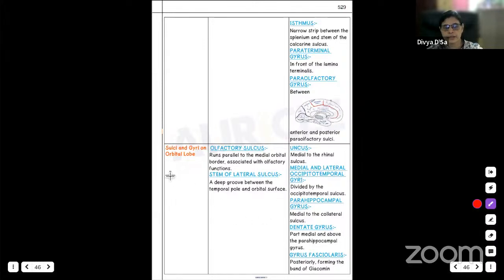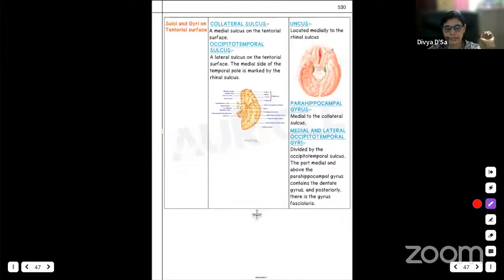Then, sorry, this is the orbital surface in front. This is the olfactory sulcus, where the olfactory bulb will be present. And there is an H-shaped orbital sulcus, which divides the orbital surface into anterior, posterior, medial, and lateral parts.